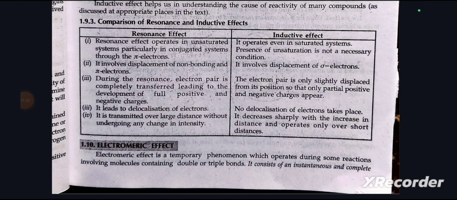Resonance effect: it involves a displacement of non-bonding and pi electrons. Inductive effect: it involves a displacement of sigma electrons. Resonance effect: during resonance, the electron pair is completely transferred, leading to the development of fully positive and negative charges. Inductive effect: the electron pair is only slightly displaced from its position, so that only partial positive and negative charges appear.